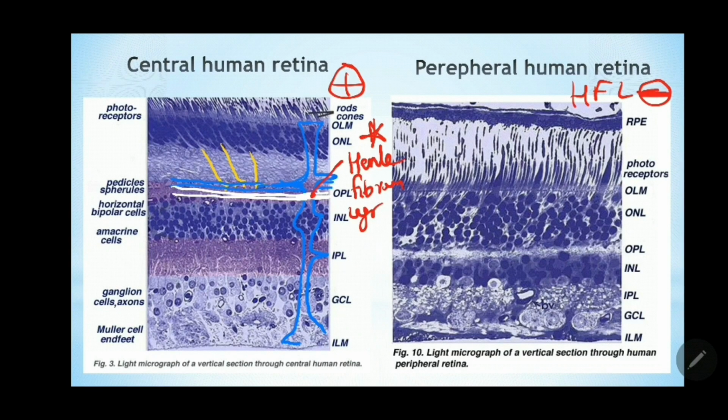Got it? And the Henle fibrous layer is formed by the axons of the rods and cones with the processes of the Muller cells. It doesn't take a good stain, so it's a pale fibrous layer called Henle's fibrous layer. Got it? So this is number 2 point of identification.